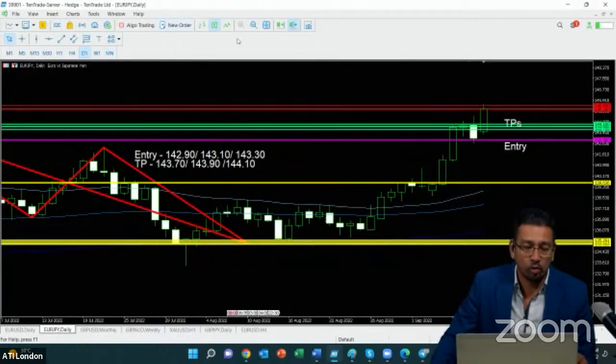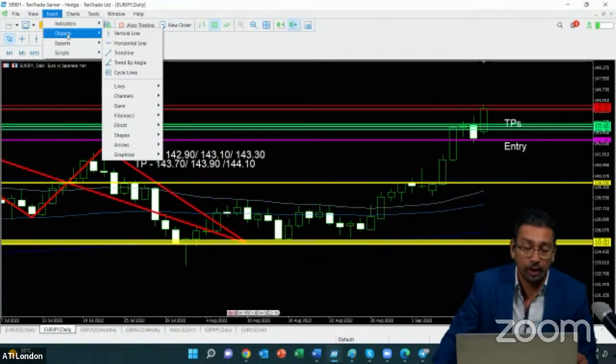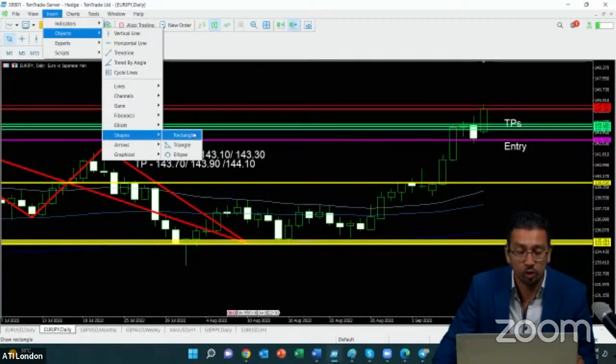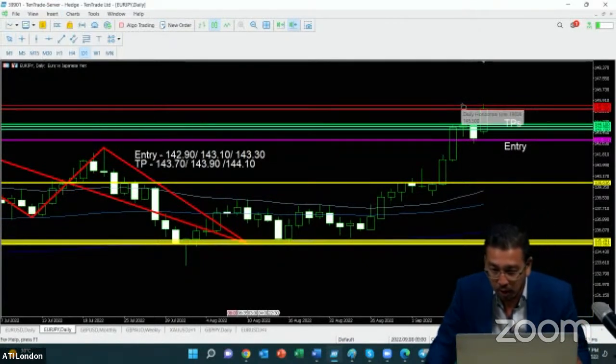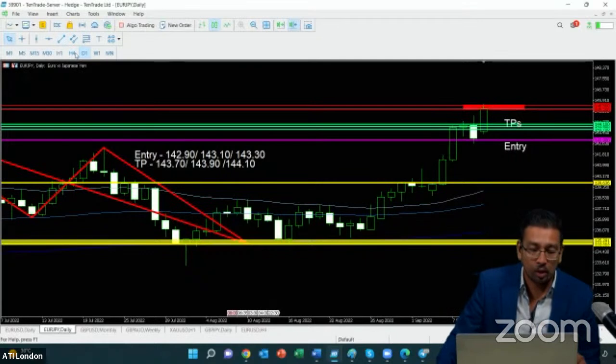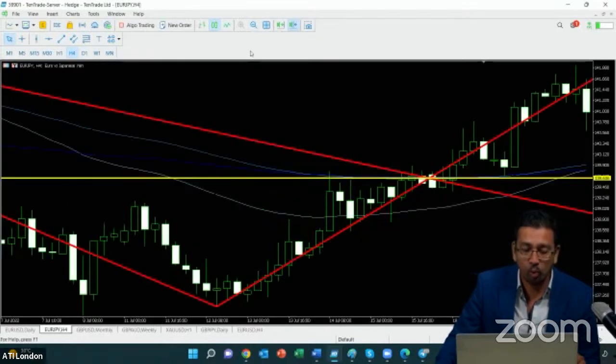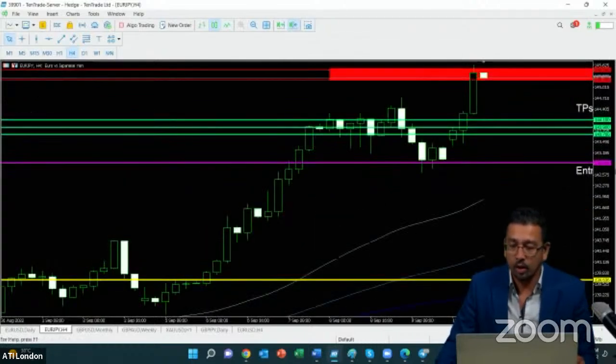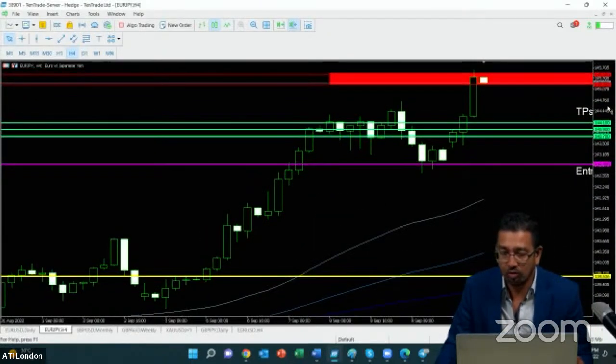Now we could also make it more obvious by making that a zone. We can highlight that in any color you want using the rectangle shape right here, and we'll just highlight that right there. Okay, so now we have a zone, a resistance type zone. Now we go on to a shorter time frame if you want, so we can zoom in a little bit better and give you that indication of where we are.